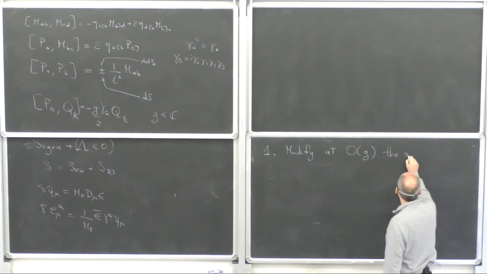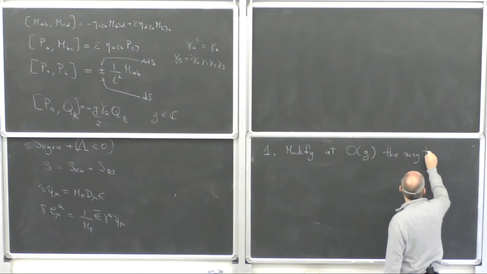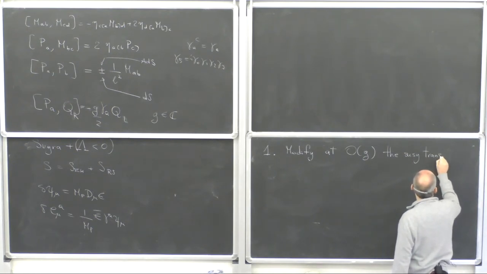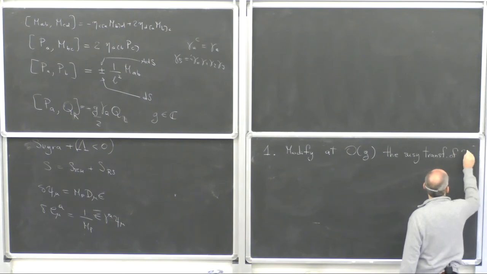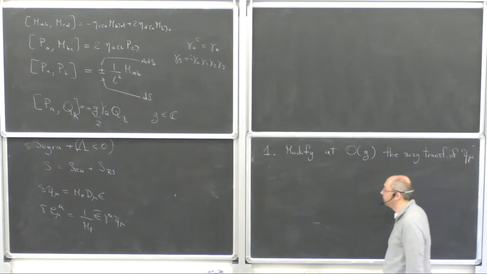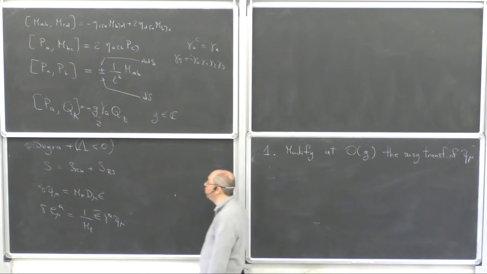I want to modify at order g the SUSY transformation of the gravitino. That's the first thing I have to do. Why do I have to do that?